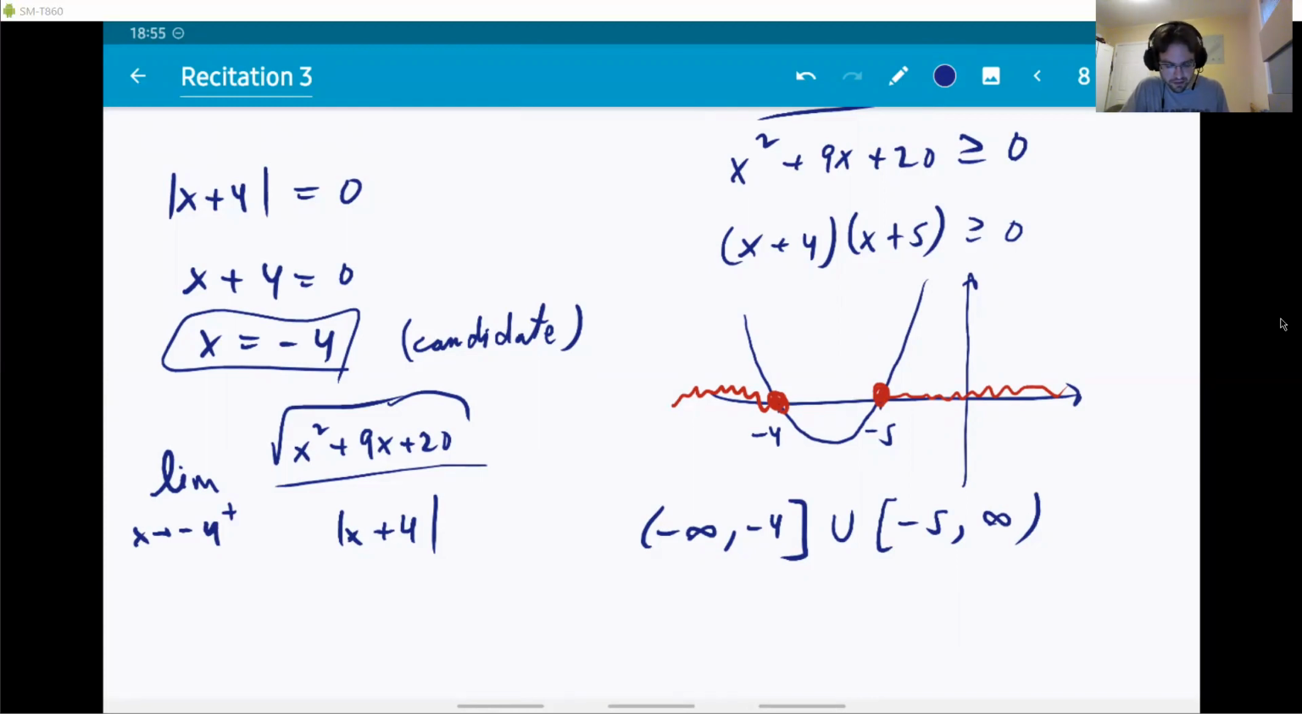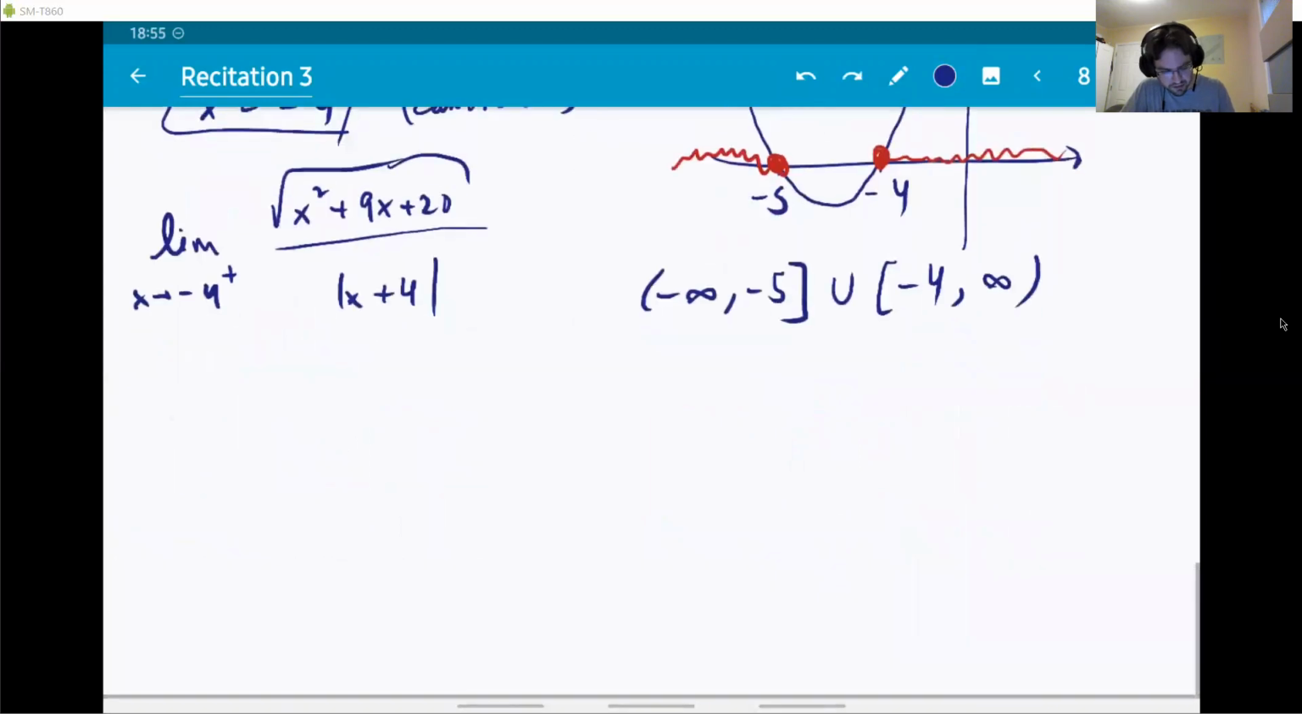Sorry, I want to try it from the left first. No, I want to try right. I graphed these. There's a mistake here. Maybe you caught that. Of course, -5 is smaller than -4. Sorry about that. But now, looking at the domain of this function, we realize that we can only come from the right towards -4. That's why I'm taking a right limit here. But anyway, what is that going to give us?